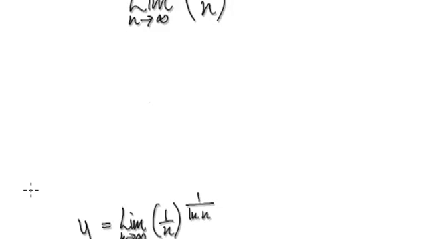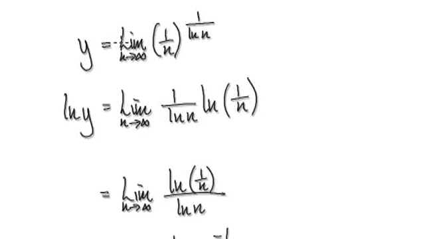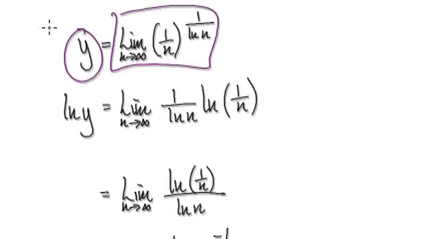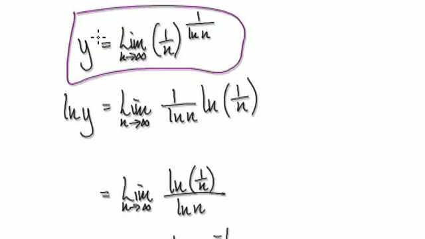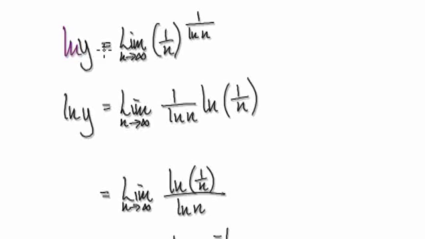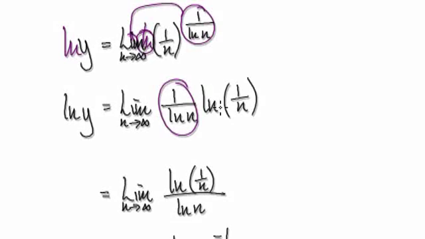Okay, so to do this, let's just say the whole limit here is y, and we're going to try and work out y. So from here, take the natural log of both sides. That will then give you this. Take the natural log of this. This will come down here. That will then give you this. You've got your natural log here, natural log, and then you've got this.